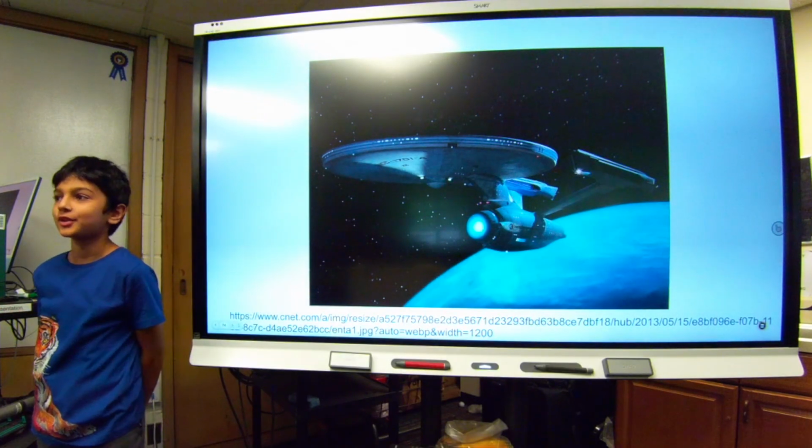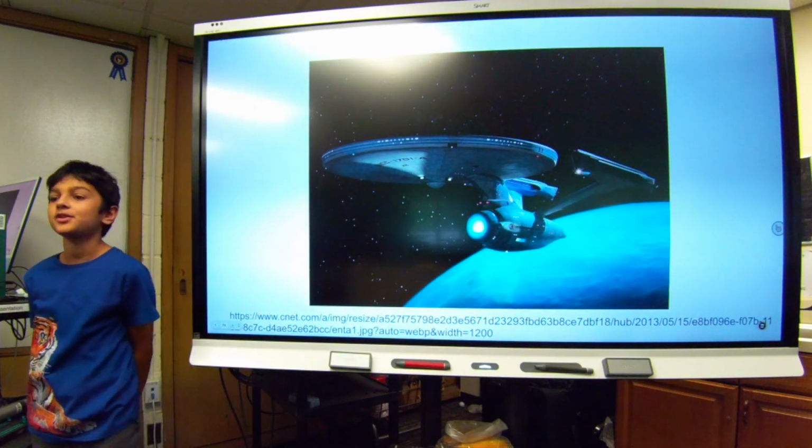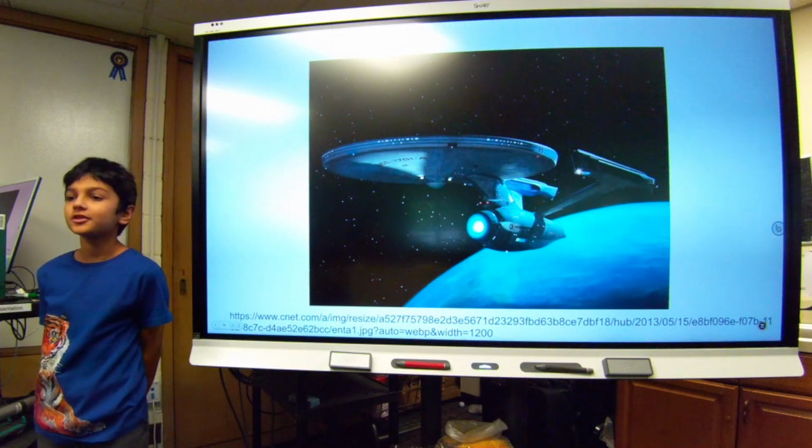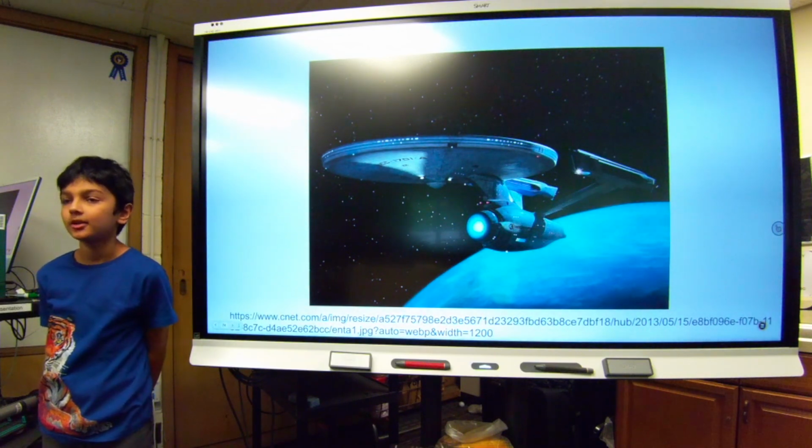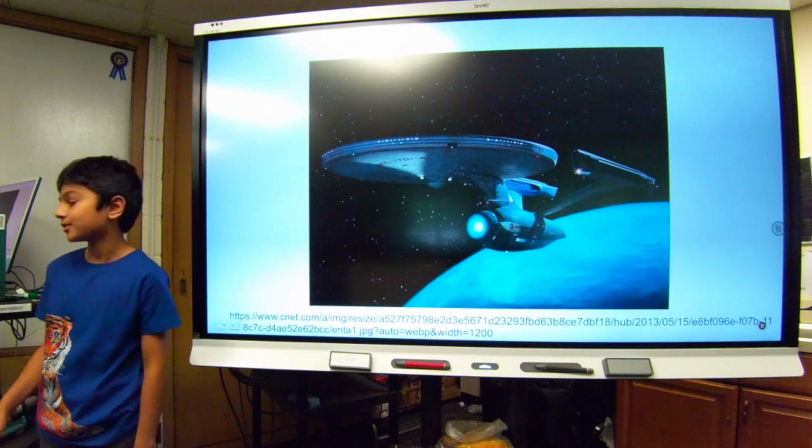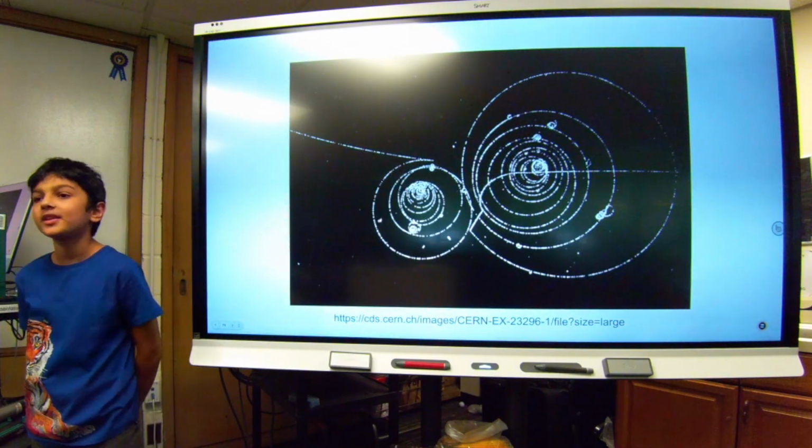Now, how many have watched Star Trek? Well, the engine for Enterprise uses something called antimatter. I first thought that it was sci-fi stuff, but it was in fact real. So for my capstone, I did a project on antimatter and its uses. First things first, what is antimatter?